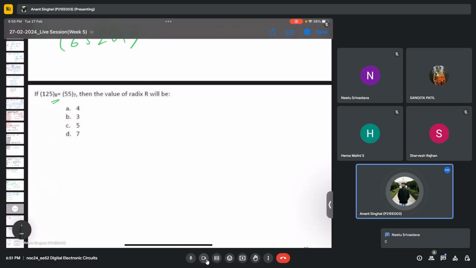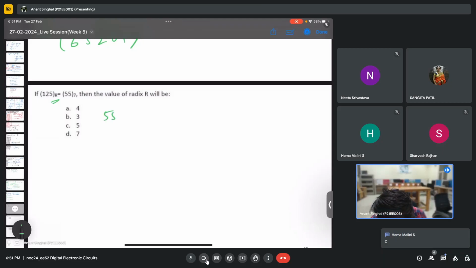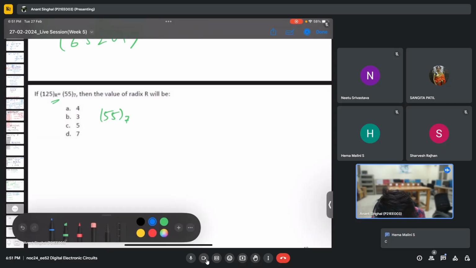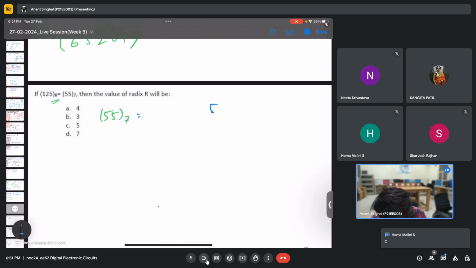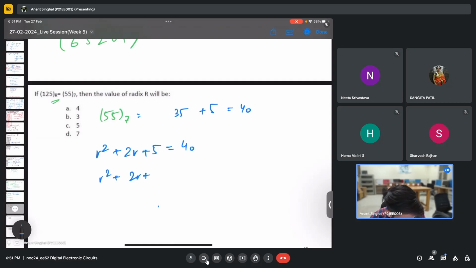I already have some answers. It's 5. First of all, I'll quickly write 55 to the base 7. So this will be 5r plus 35. So this is 40. I'm writing the equation directly: r squared plus 2r plus 5. This is 40. This is 35. Sorry, this is minus. So this will be plus 7 minus 5.